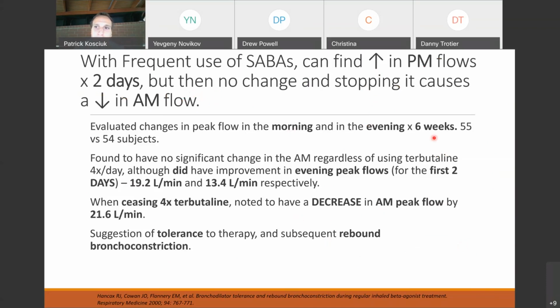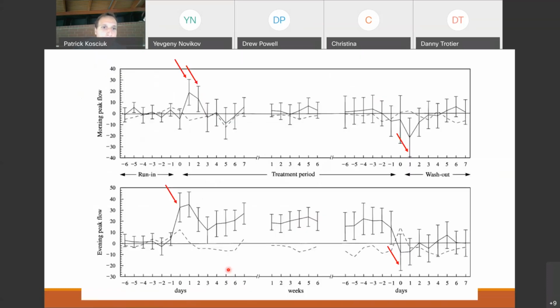So what did they do? Again, they looked at morning and evening symptoms for 6 weeks, and they asked patients to use their terbutaline 4 times a day. And so let's look at their graphs that they found. So run-in period, here's their morning peak flows. All of a sudden they start using their terbutaline. Also, you use albuterol, I guess, in this case. 4 times a day, you get improvement. This is morning peak flows and evening peak flows.